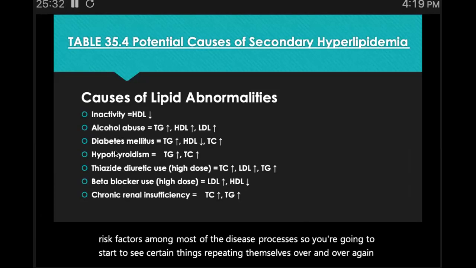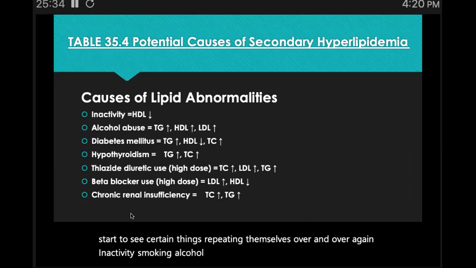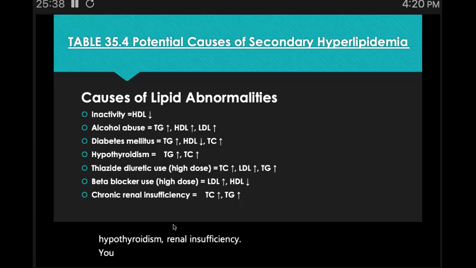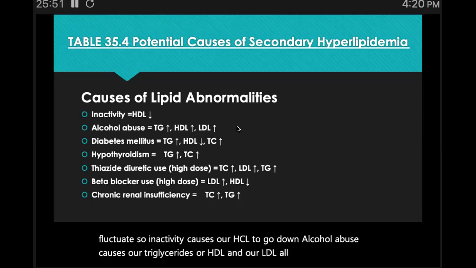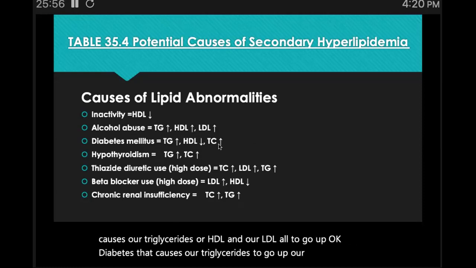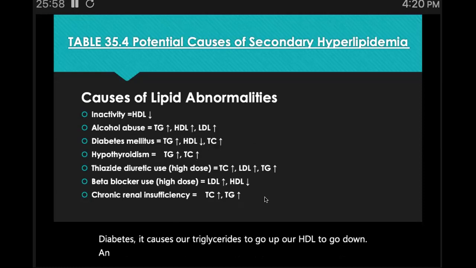Inactivity, smoking, alcohol abuse, diabetes, hypothyroidism, renal insufficiency. Again, know these factors, and understand how each one is going to cause the cholesterol to fluctuate. So inactivity causes our HDL to go down. Alcohol abuse causes our triglycerides, our HDL, and our LDL all to go up, okay? Diabetes causes our triglycerides to go up, our HDL to go down, and our total cholesterol to go up, all right? Make sure you understand these causes and what they do to the lipids.